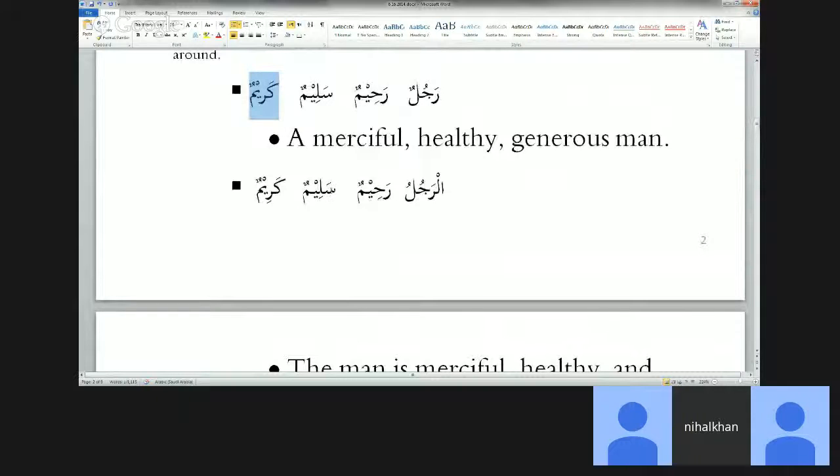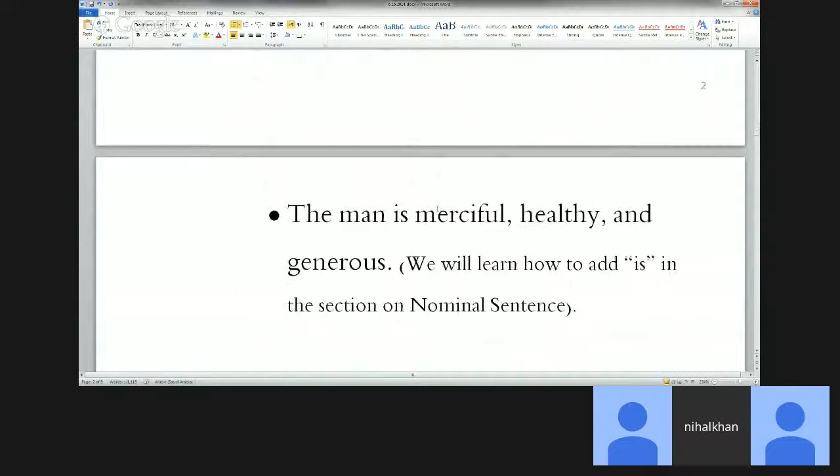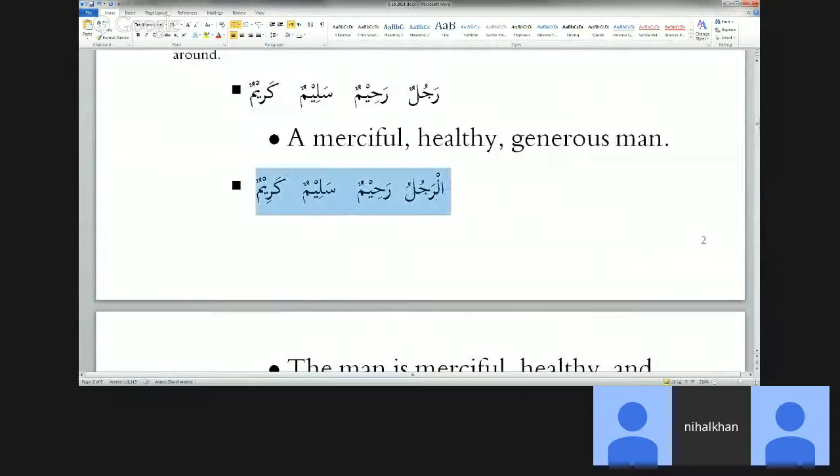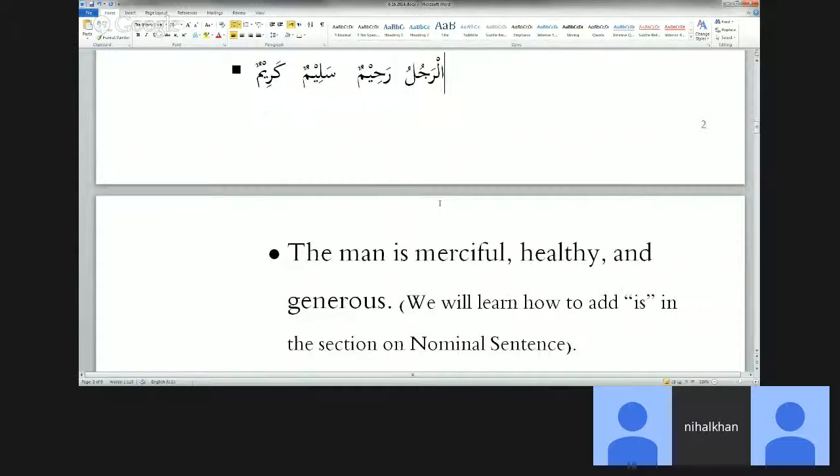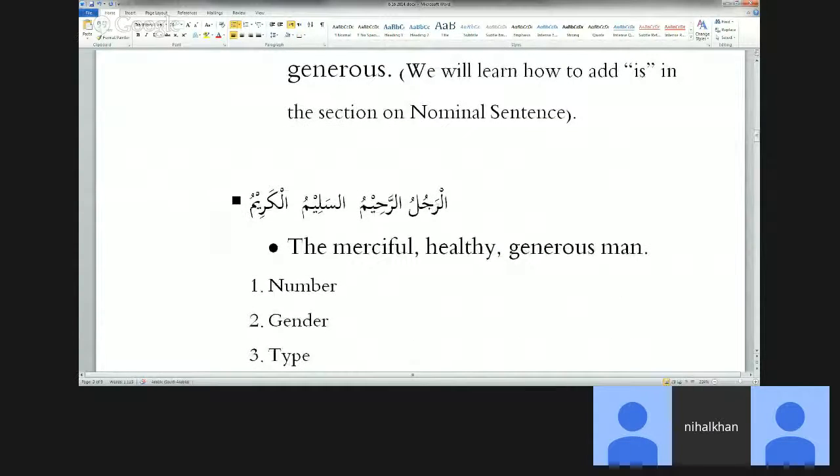Ar-rajulu, rahimun, salimun, karimun. Now what if it is alif lam? Well, you cannot add alif lam technically. So this is just showing again. Usually we teach the Jumla Ismiya beforehand, but this time we're not teaching it, so we're moving on.